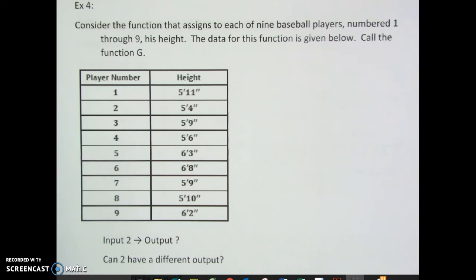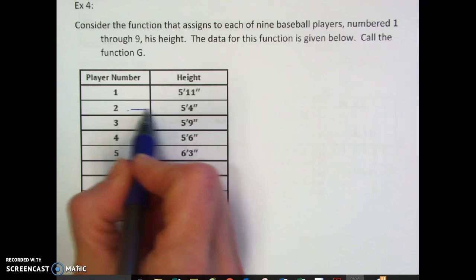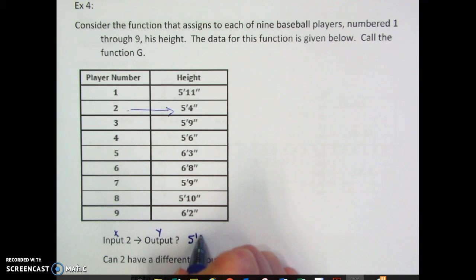Okay, example 4. Consider the function that assigns to each of 9 baseball players, numbered 1 through 9, his height. The data for this function is given below. Call the function g. We have inputs and outputs here. Remember, our inputs are what we're putting in for x. Our outputs are what we're getting out for y. So if we have an input of 2, what do you see as the output? Well, right here, the input of 2 gives us an output of 5 foot 4 inches.